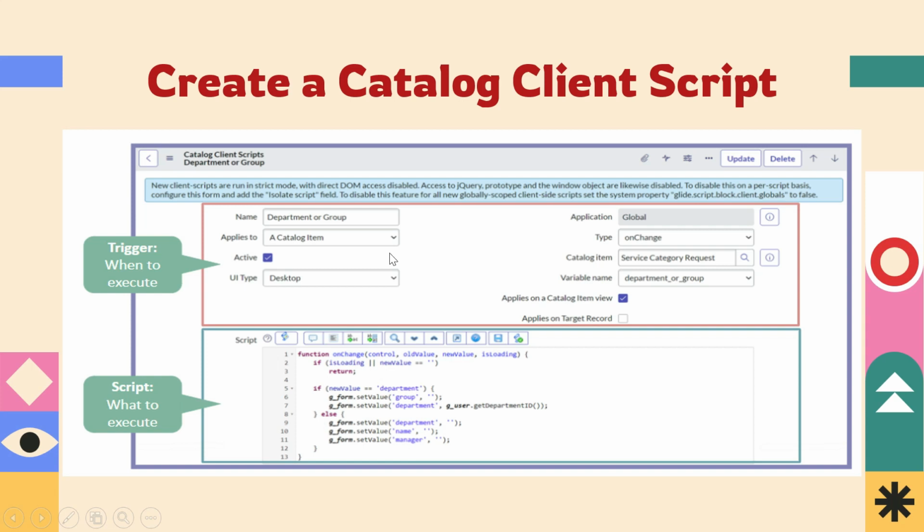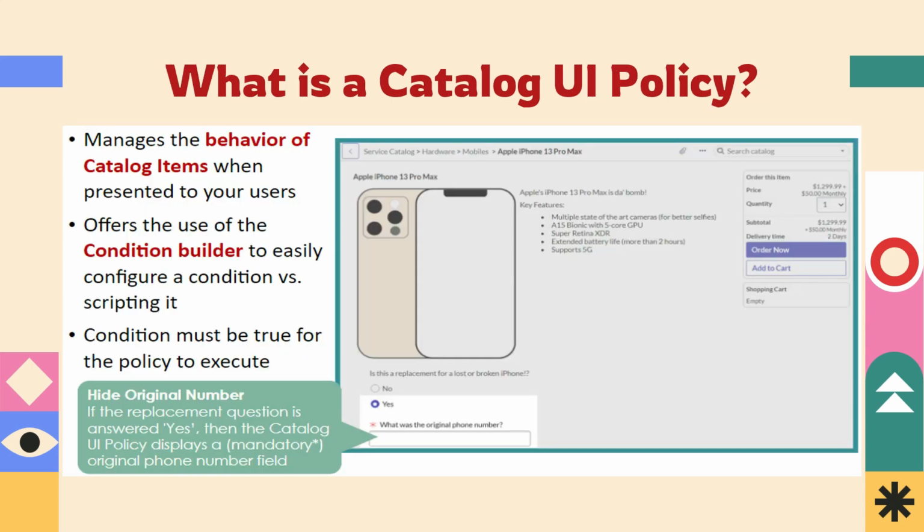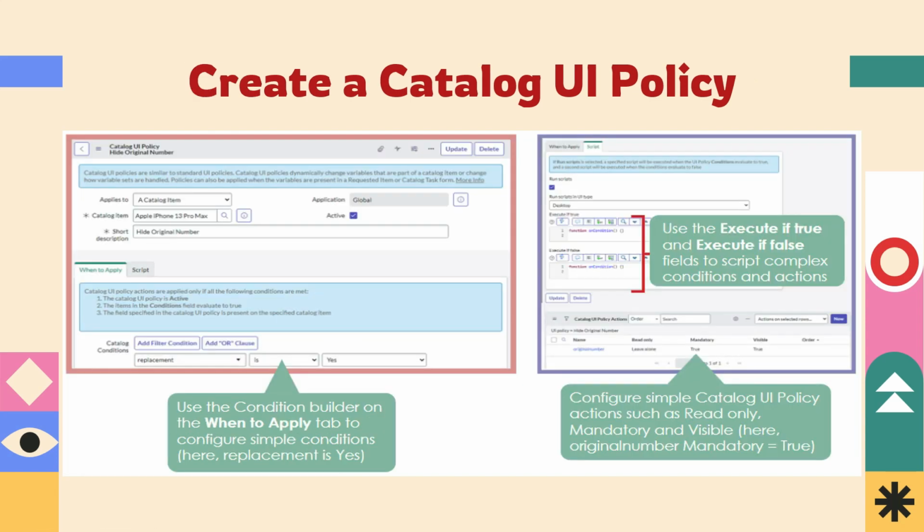Okay, so let's move further and see what a catalog UI policy is. So a catalog UI policy also manages the behavior of catalog items, and it is applied to variable sets and catalog items as well. Okay, so we can see how we can use the condition builder in a catalog UI policy, and you can see that whenever we are selecting a replacement for a stolen or broken iPhone, so yes is selected and this original phone number field is mandatory. So let's see how this is implemented in the catalog UI policy.